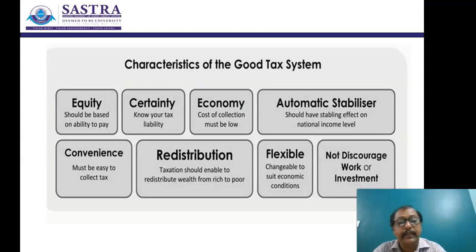One is equity, then certainty, economy, automatic stabilizer, convenience, redistribution, flexible enough, and not discourage work.